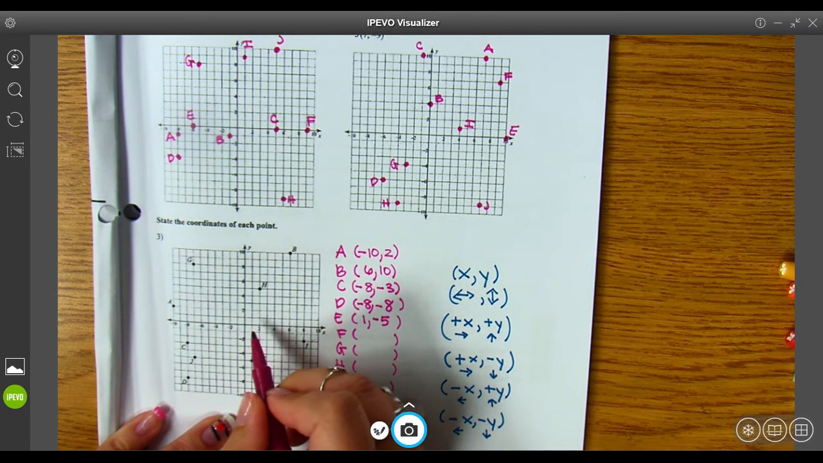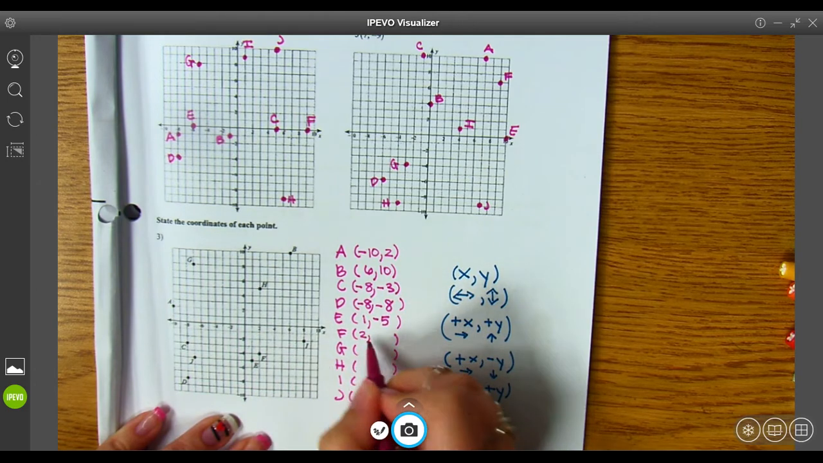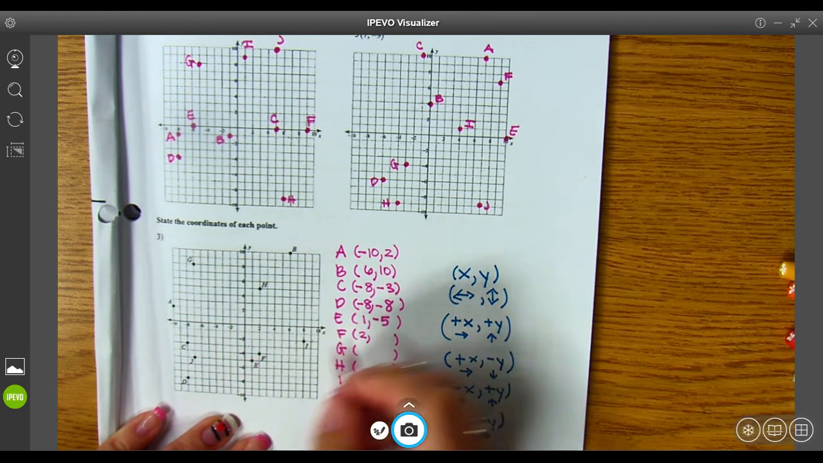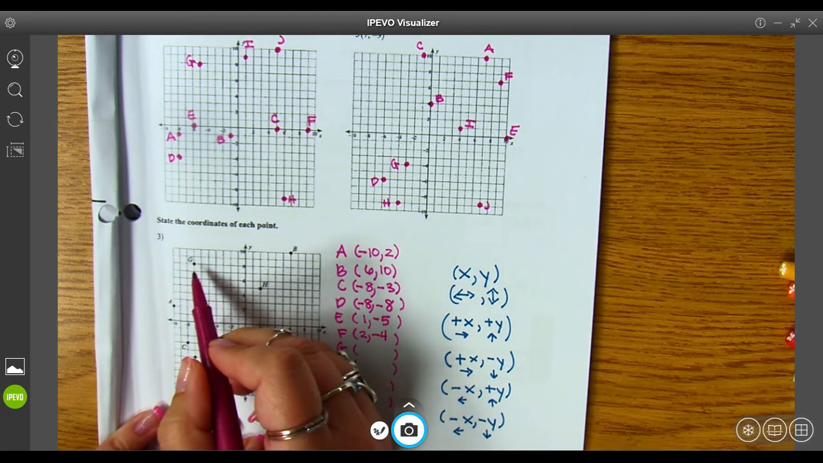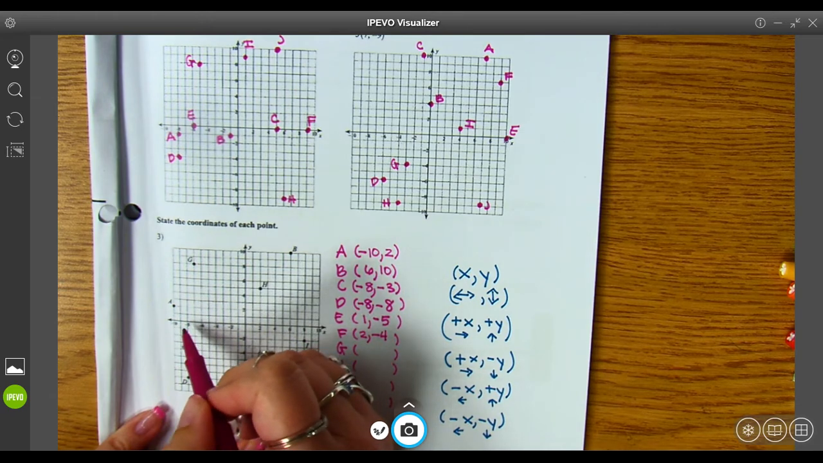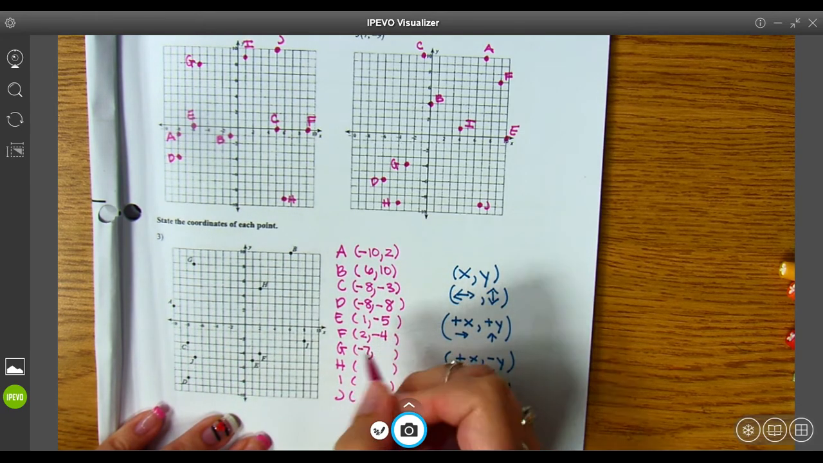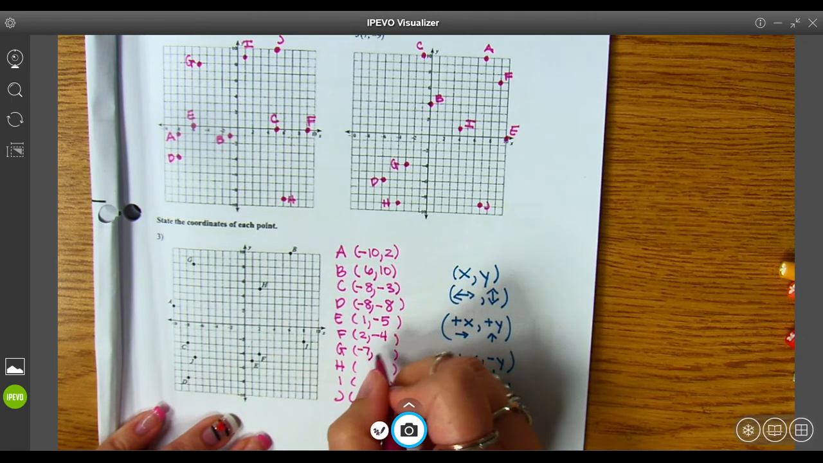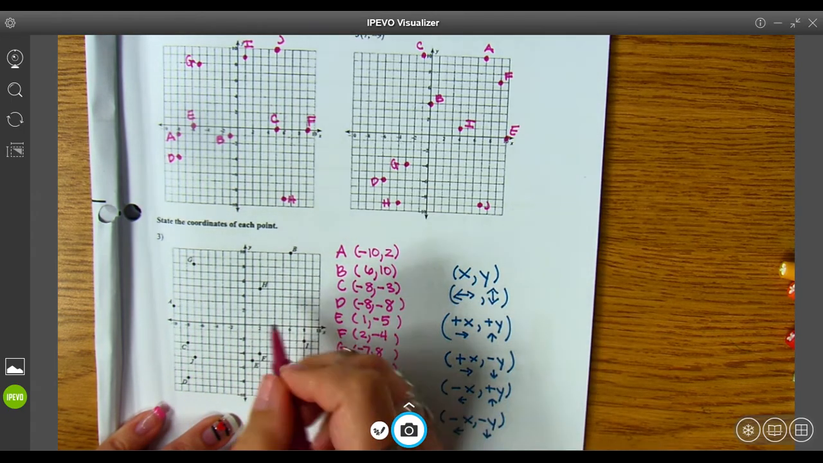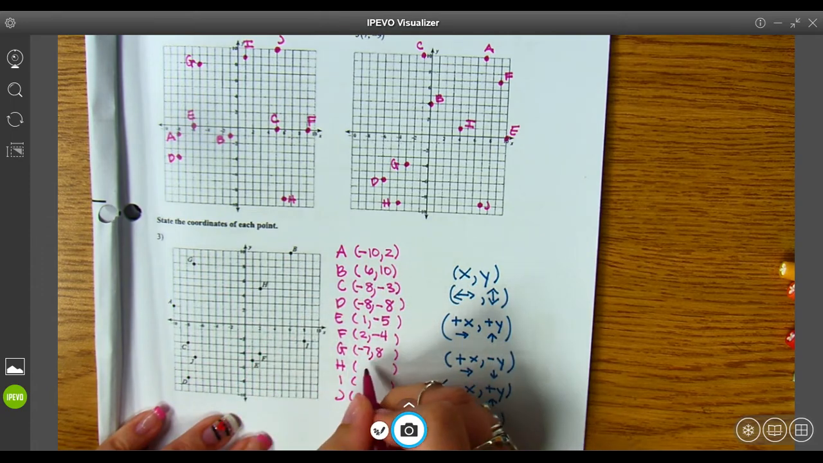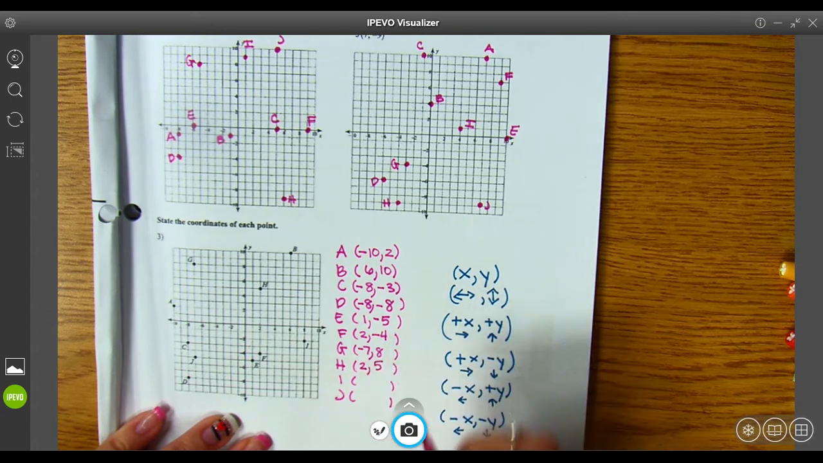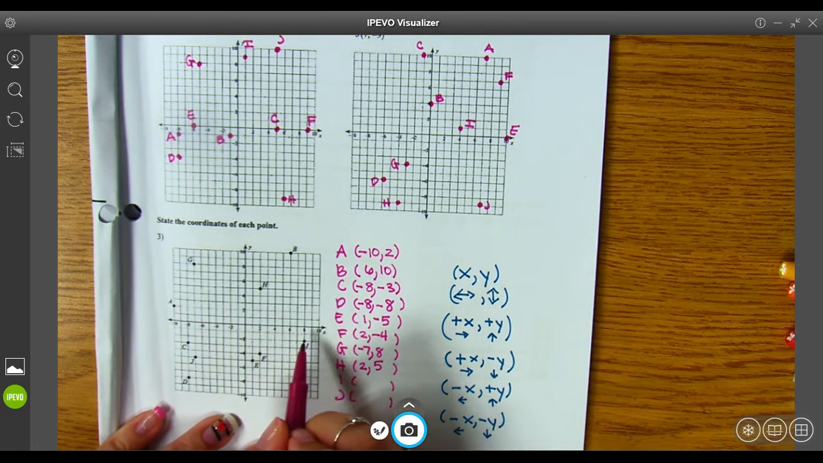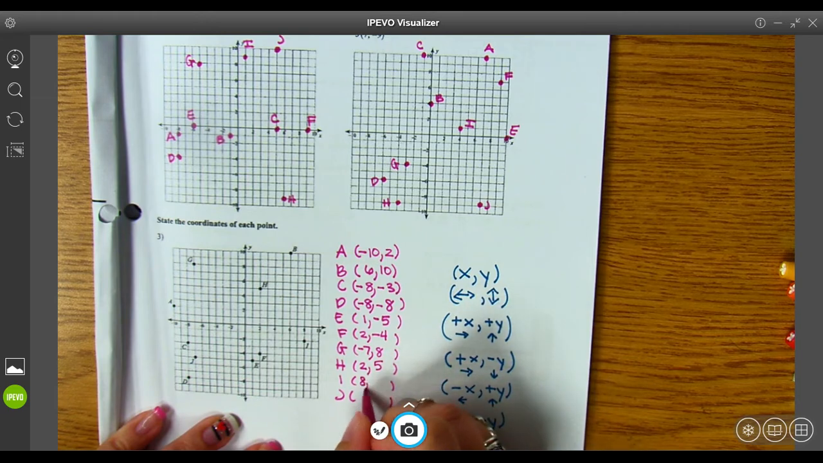F went to the right, 1, 2, and down 1, 2, 3, 4, so -4. G is over here. It went left. In between 6 and 8 is 7, so -7. And up right here to the 8. H went to the right, 2. And up in between 4 and 6 is 5. I went to the right, so positive, 8. And down, so negative, down twice.